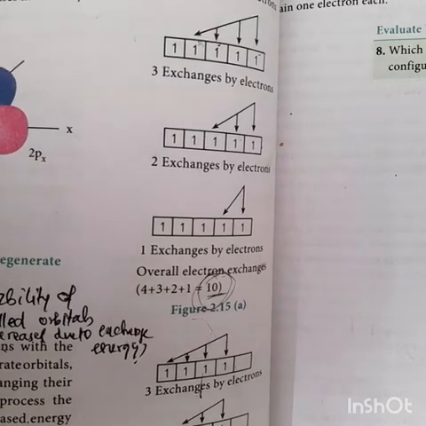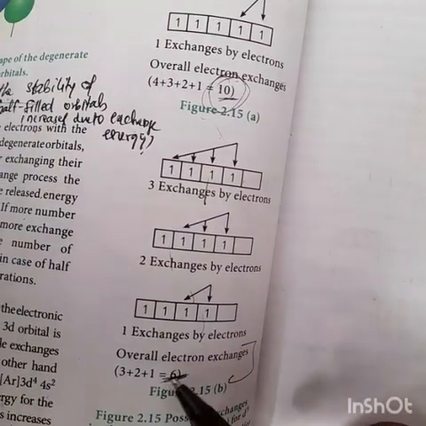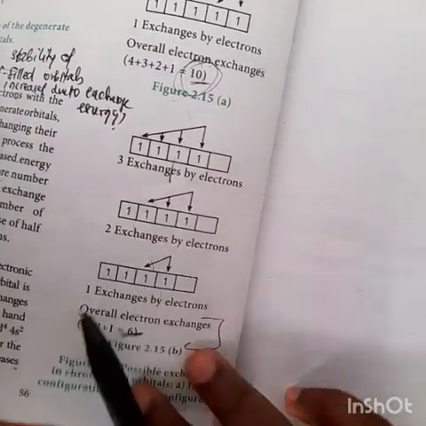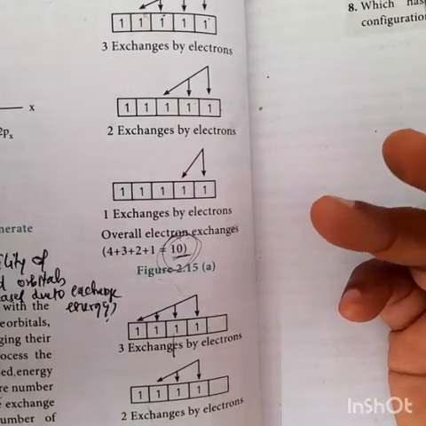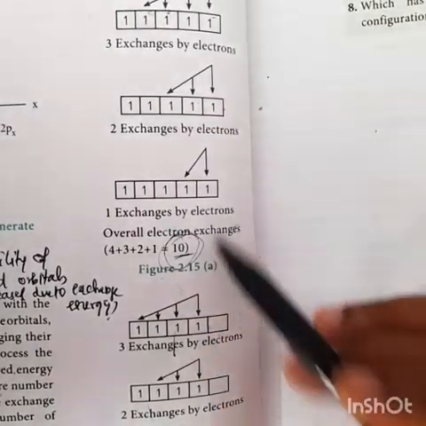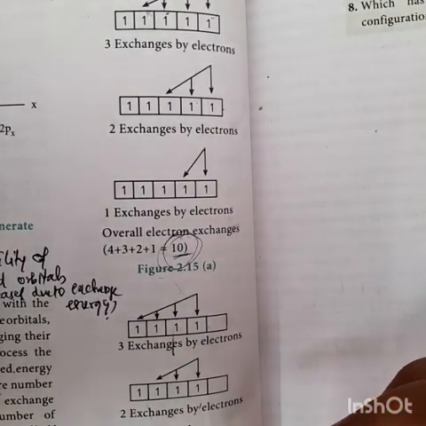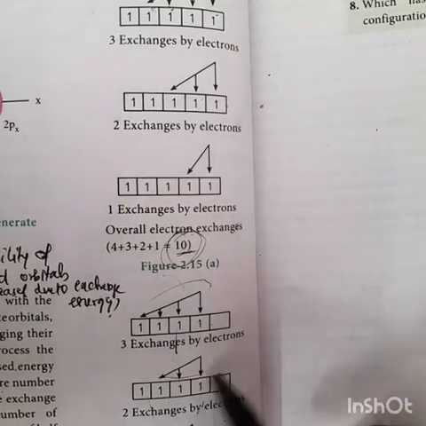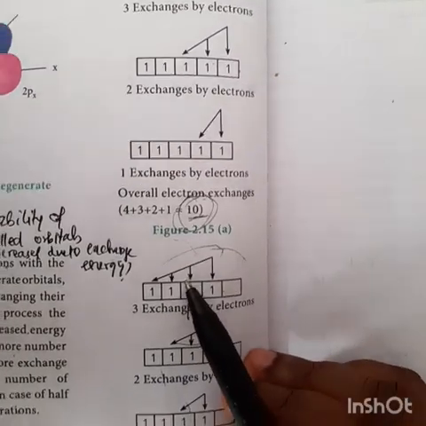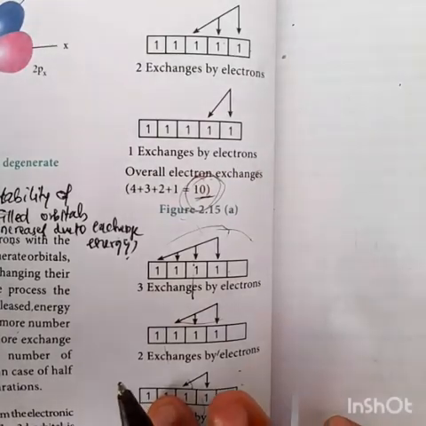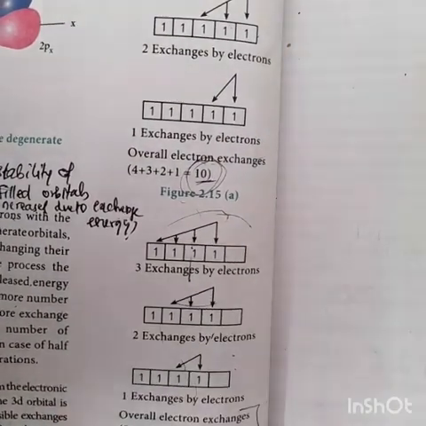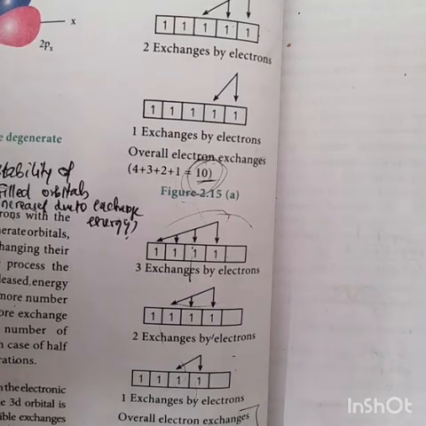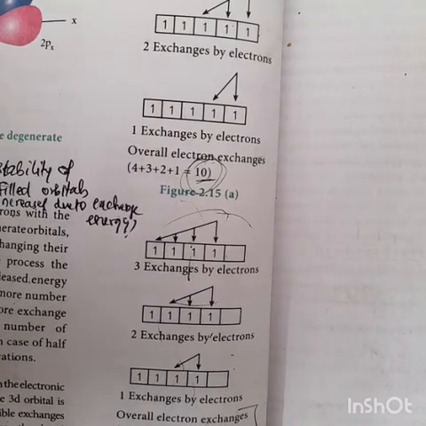When compared between completely filled and half-filled, completely filled orbitals are more stable than half-filled orbitals. Okay, when compared to partially filled orbitals, half-filled and completely filled orbitals are very stable. Okay, important question. Study well. Today's assignment, study well. Okay, thank you.